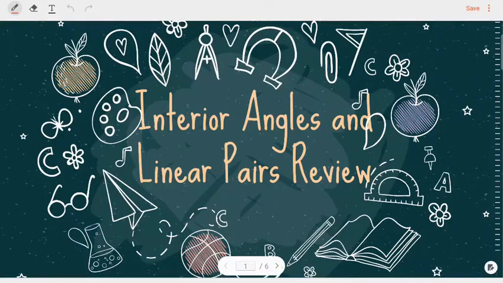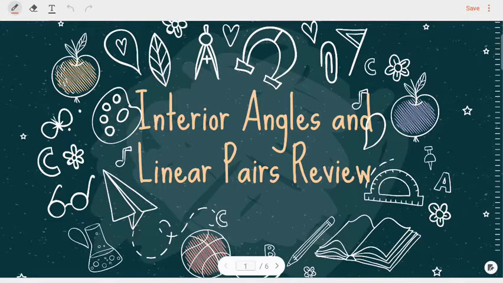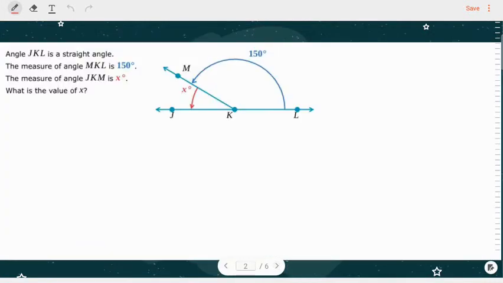All right, we are going to just review really quickly interior angles of triangles and linear pairs and complementary supplementary pairs. So this is something that you've seen before, that we've had a lesson on before, but I want to review it again just because it is so important and it's going to be helpful for our next lesson. So let's go ahead and get started.